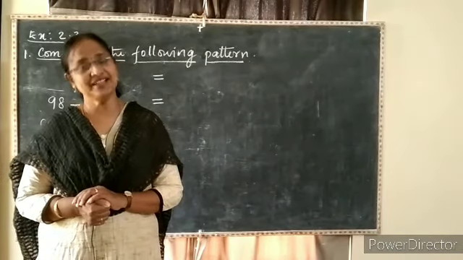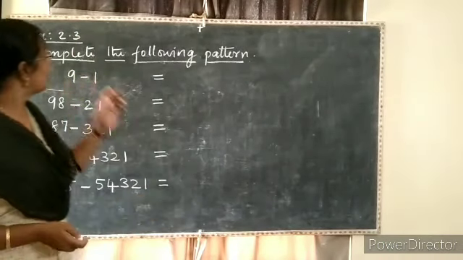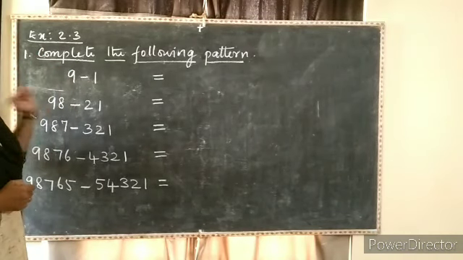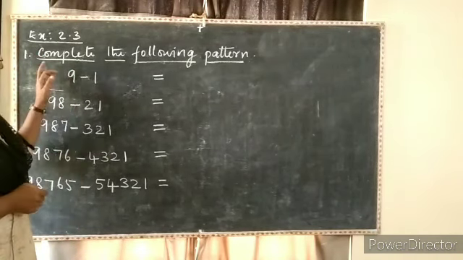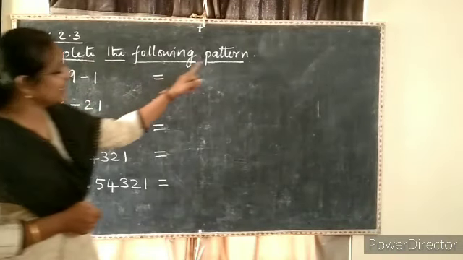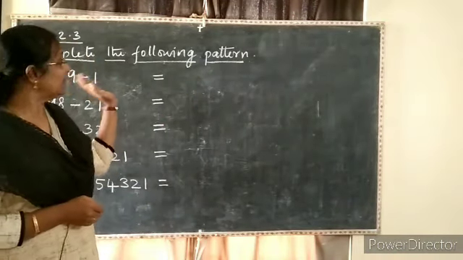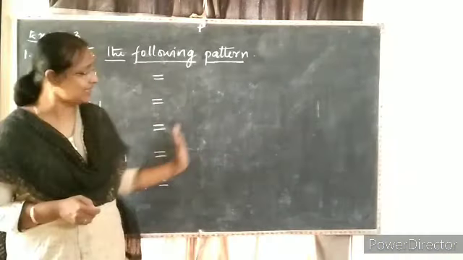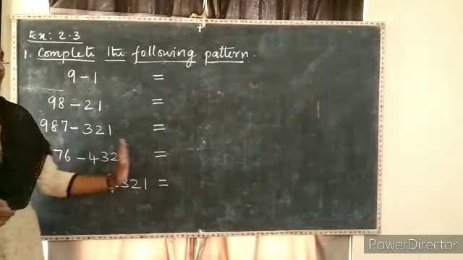Now let's get into the maths class. Okay, now we'll continue with the exercise 2.3 sums. Now look into the first sum of this exercise. It is complete the following pattern. Okay, complete. You know the meaning of complete the following. We have to complete the given question and answer, isn't it?